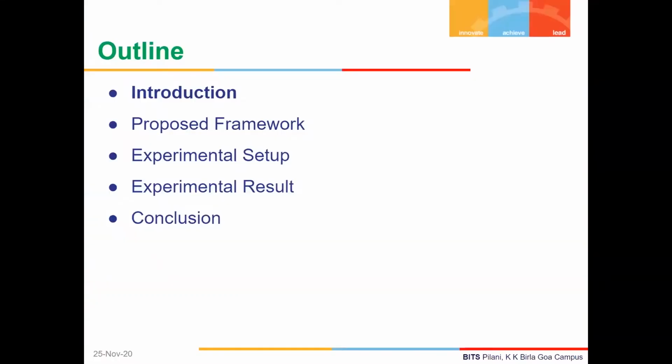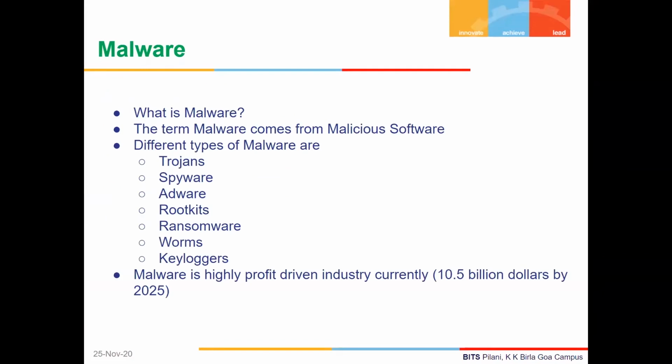So first, let's start with the introduction. What is malware? Malware is any program written with malicious intent to cause damage to a device or gain access to data stored on the device. The term malware comes from malicious software. Malware is written to compromise computers and smart devices, steal confidential information, send spam email, bring down servers, cripple infrastructure, etc. The different types of malware are Trojan, spyware, adware, rootkits, etc.